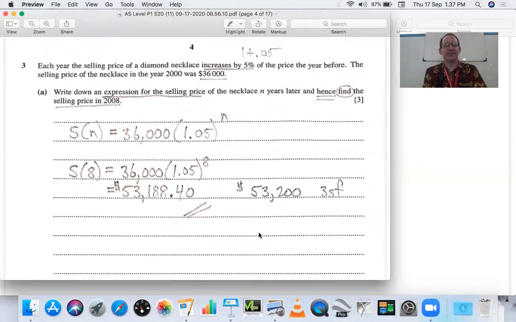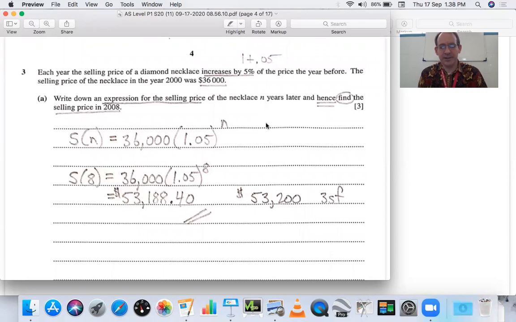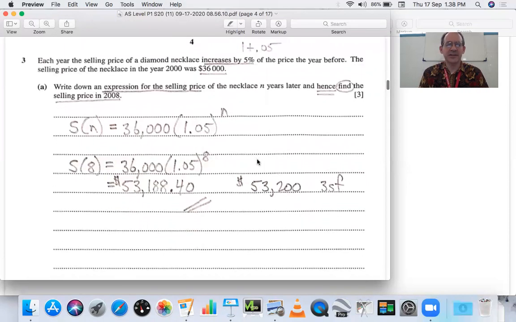Each year, the selling price of a diamond necklace increases by 5% of the price the year before. The selling price of the necklace in the year 2000 was $36,000. So for part A, write down an expression for the selling price of the necklace in n years later, and hence find the selling price in 2008. Actually, this part of the question goes back to IGCSE material. So remember, when you increase by 5%, you add that to 1 being the original 100 that you are then increasing by 5%. Make sure you change that to a decimal, or you could use a fraction if you happen to be the person who likes to use fractions, that's fine as well.